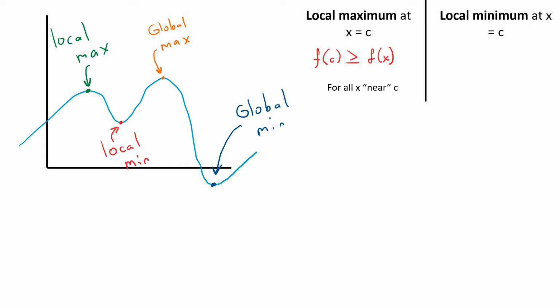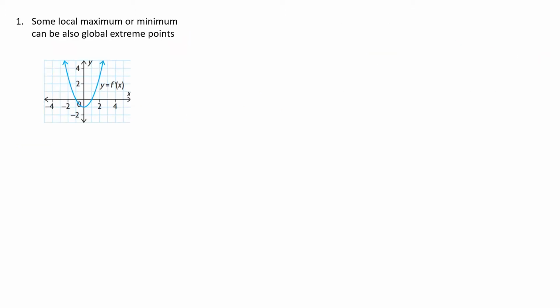Similarly, a local minimum occurs at x equals c, so x equals any constant, if f(c) is smaller than or equal to f(x) for all x near c. Together, local maximum and minimum values of f are called local extrema. There are some things to note when identifying local maximum and minimum. First, sometimes a local maximum or minimum can also be a global extreme point. Let's say in this case we have y equals x squared plus 1.